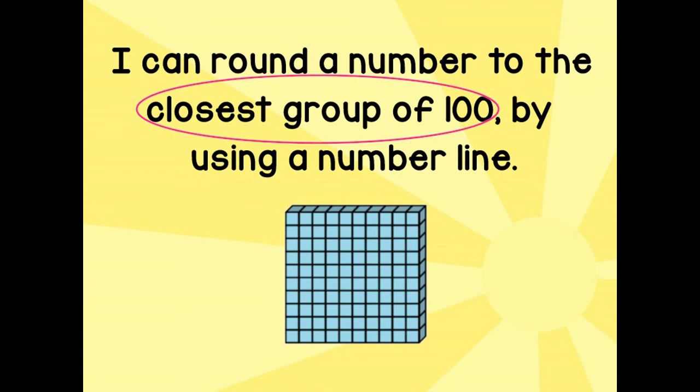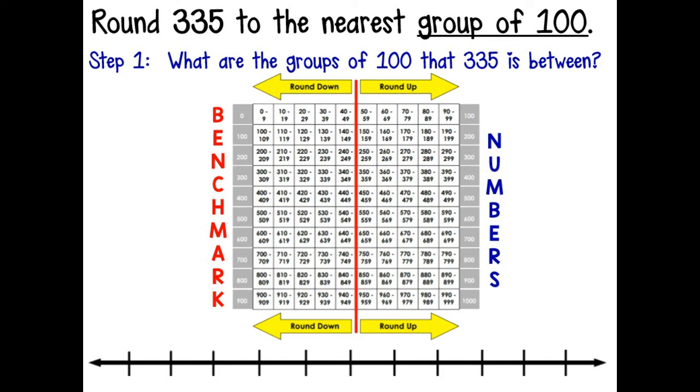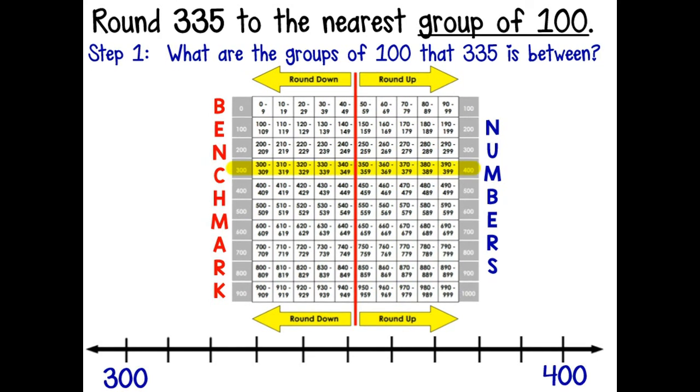Today, we are going to work together to round two numbers to the closest group of 100. Then I will give you 4 problems to solve on your own. Number 1 says, round 335 to the nearest group of 100. The first step is to find the groups of 100 that 335 is between. 335 falls between 300 and 400.